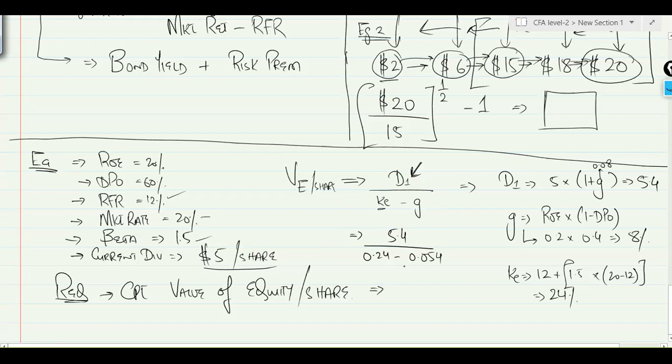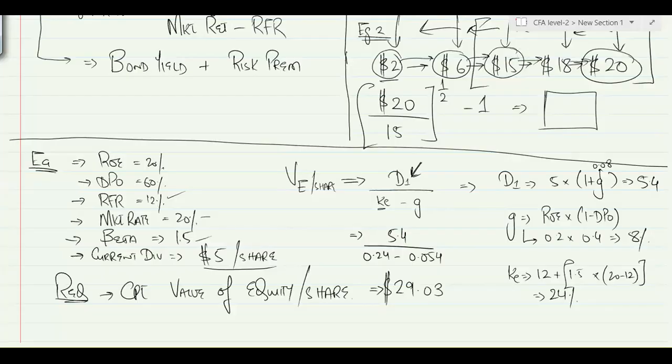So when you compute this answer, 0.24 minus 0.054, that's 0.186. 5.4 divided by 0.186. The answer that I'm getting is 29.03. Counter check it.